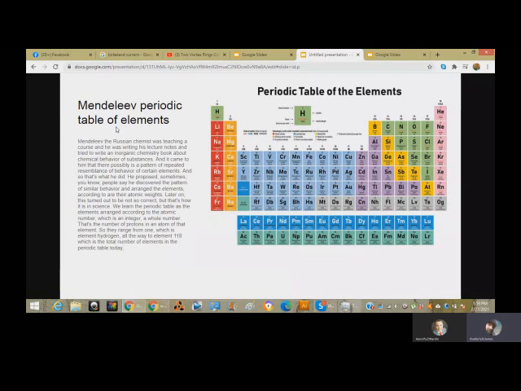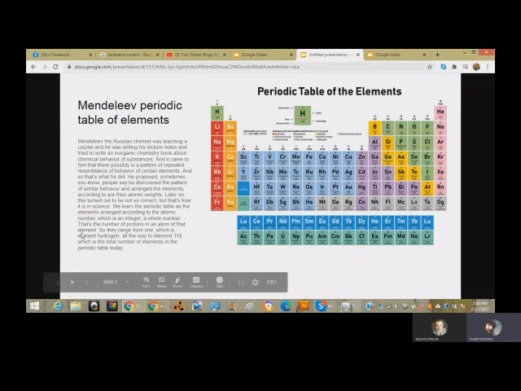People say he discovered the pattern of similar behavior and arranged the elements according to their atomic weights. Later on, this turned out to be not so correct, but that's how it is in science. We learn the periodic table as the elements arranged according to the atomic number, which is an integer, a whole number. That's the number of protons in an atom of that element.